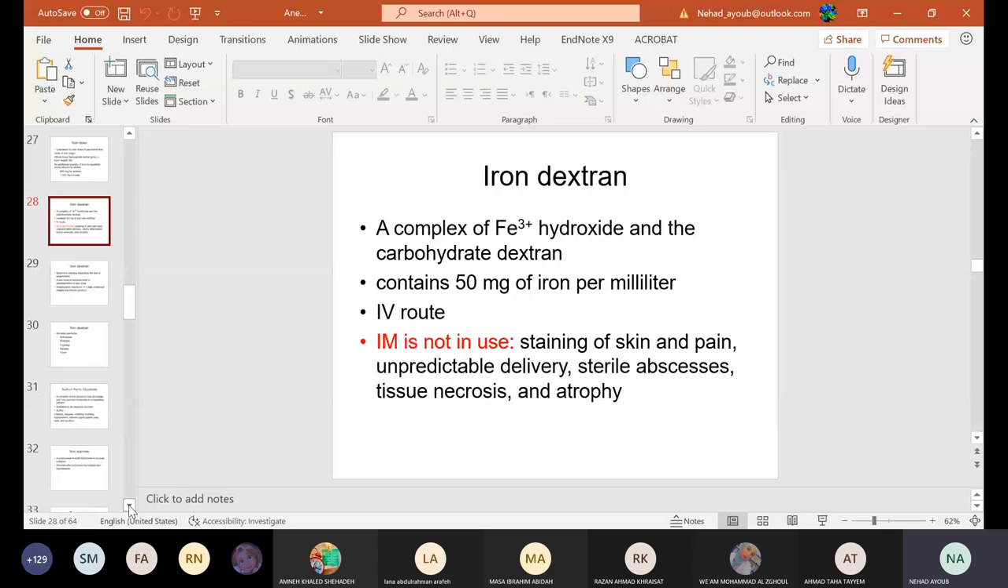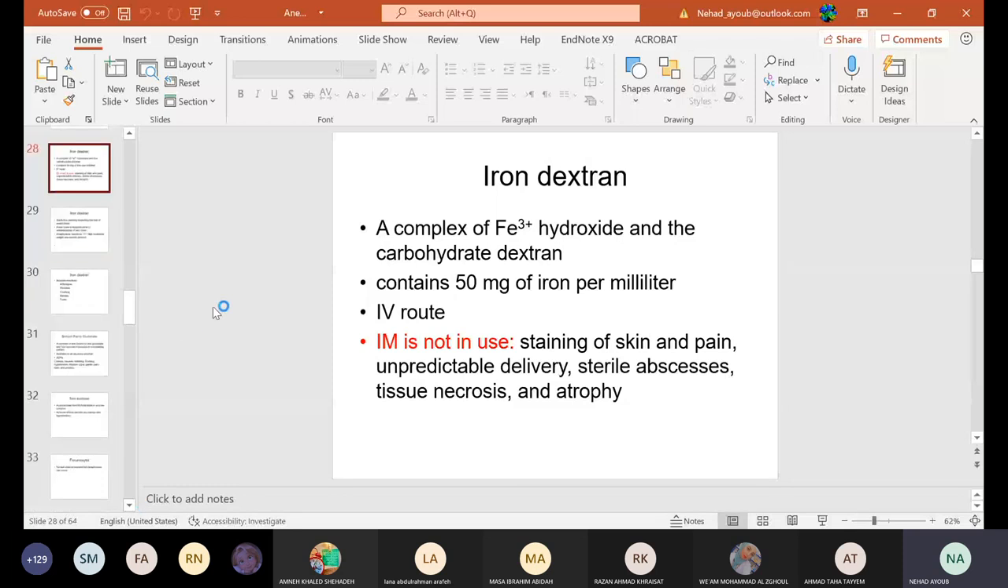Now, iron dextran given parenterally was given through the IM route. Now we only give it through IV. Why should we not consider IM iron dextran now? Because of the adverse effects: irritation to the skin, staining, pigmentation, and tissue necrosis in the muscle if you give it IM. For now, it's recommended to give it as IV.